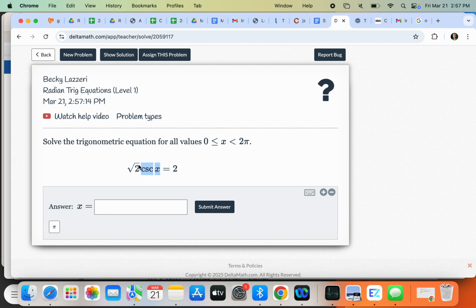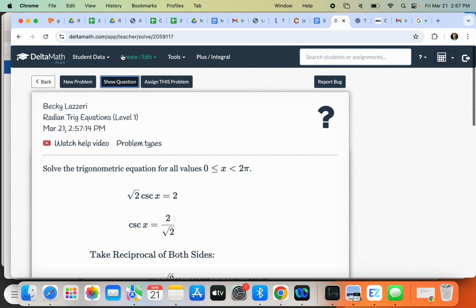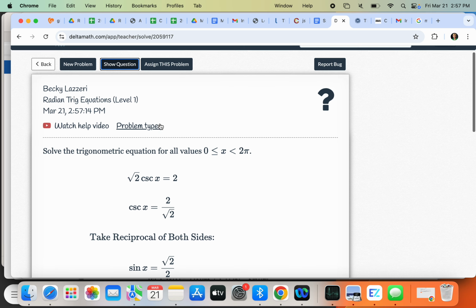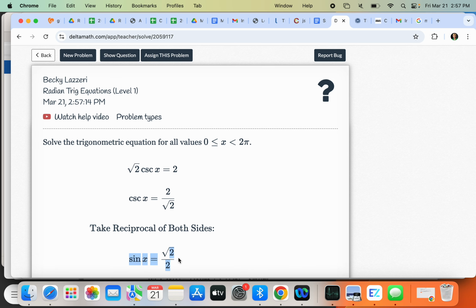So this will be divide by square root of 2, and you get cosecant x is 2 over square root of 2, and then you flip it over to get the sine of x. So I'll start to show you their work. You divide by square root of 2, and then you flip them over, and the sine of square root of 2 over 2 reminds us of pi over 4, but we have to give all the answers one time around.